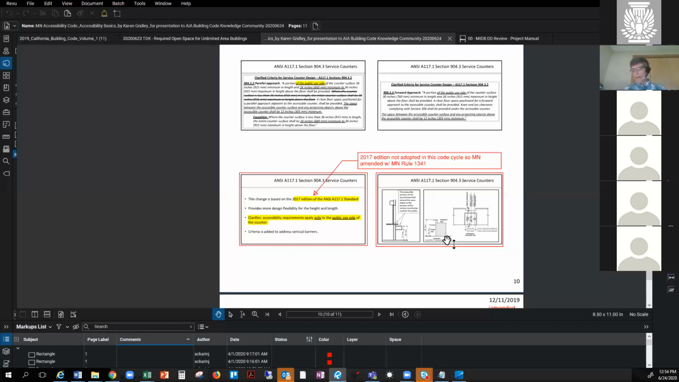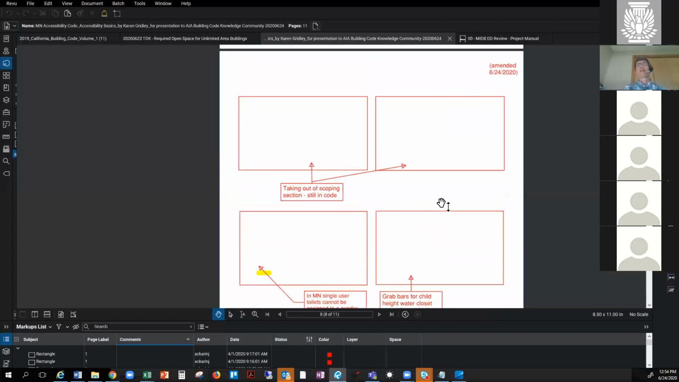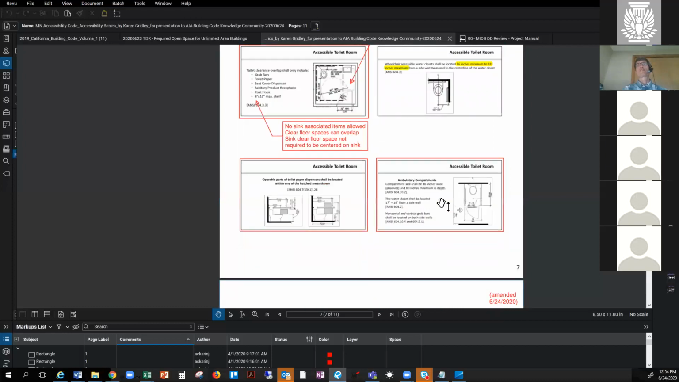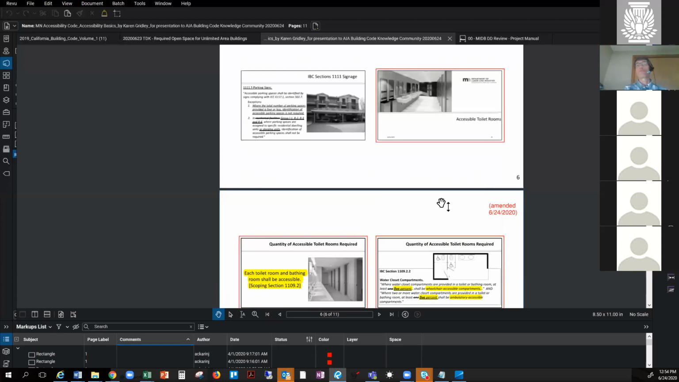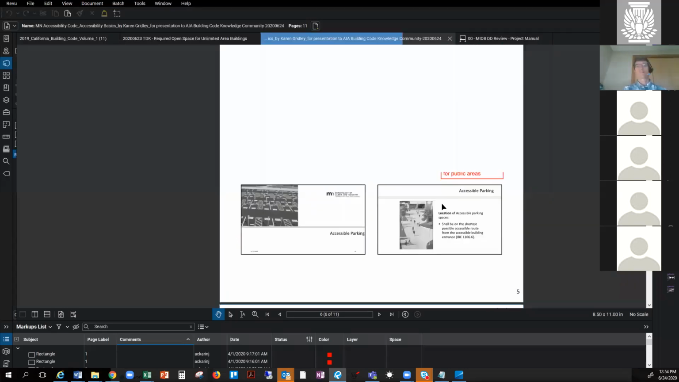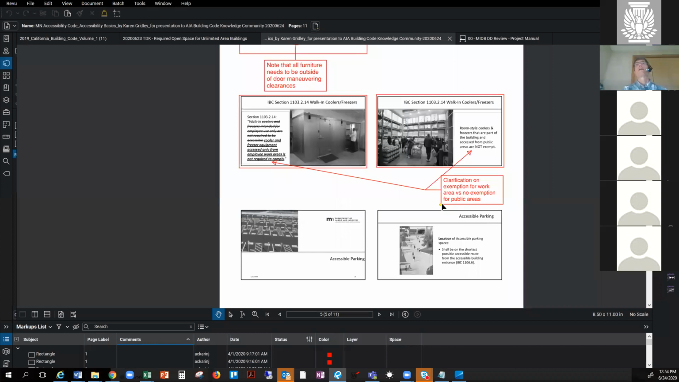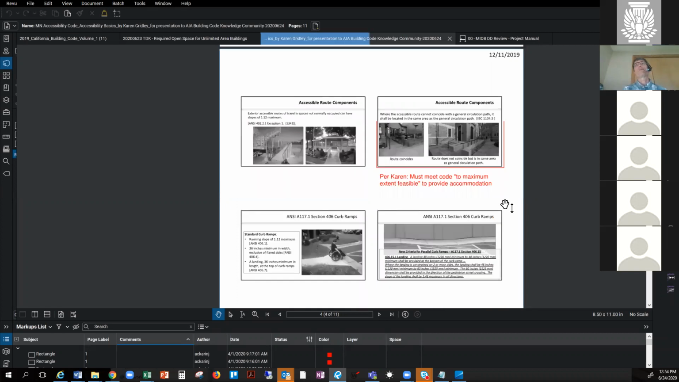And going back to something that Karen had mentioned, go back to one of those first slides, and it talks about if it's feasible. So if it's not feasible and there's another solution somewhere else, then you might have some way to work around that. But know that there are going to be maximum extent feasible to provide accommodation. So it depends.